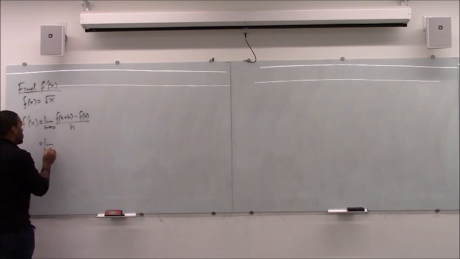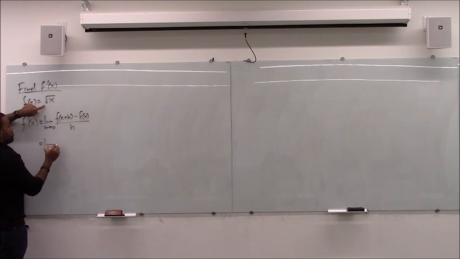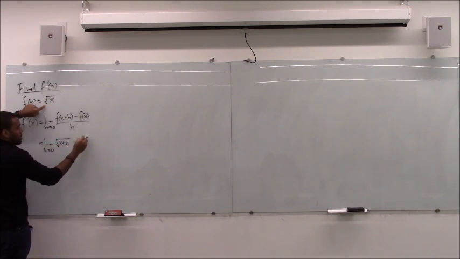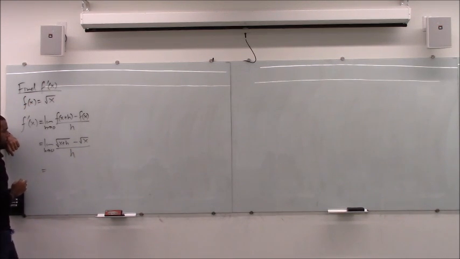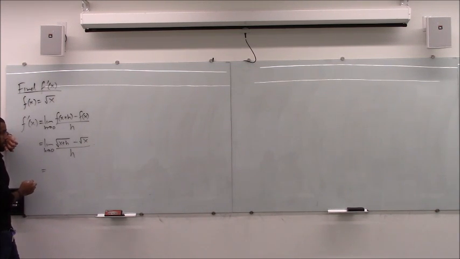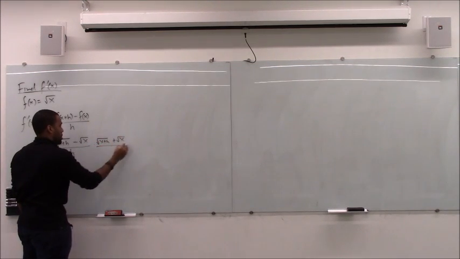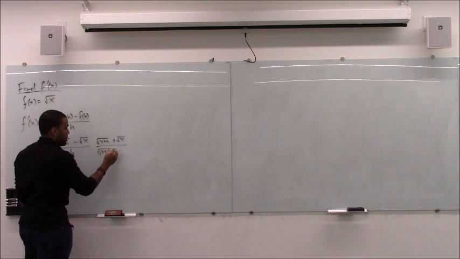Let's apply that to the radical function. What would f of x plus h look like? Square root of x plus h, and f of x is square root of x, all over h. How do I take that limit? Because I can't plug in h equals 0. What can I do? Conjugate, rationalize. What's the conjugate? Square root of x plus h plus square root of x. Right, you multiply and divide by the conjugate.